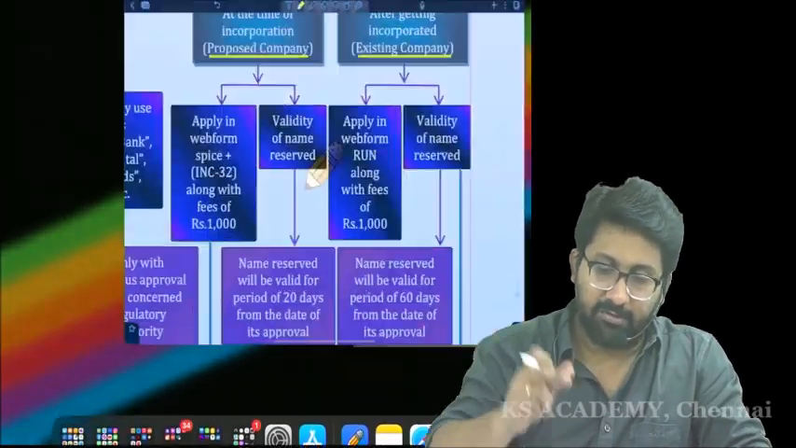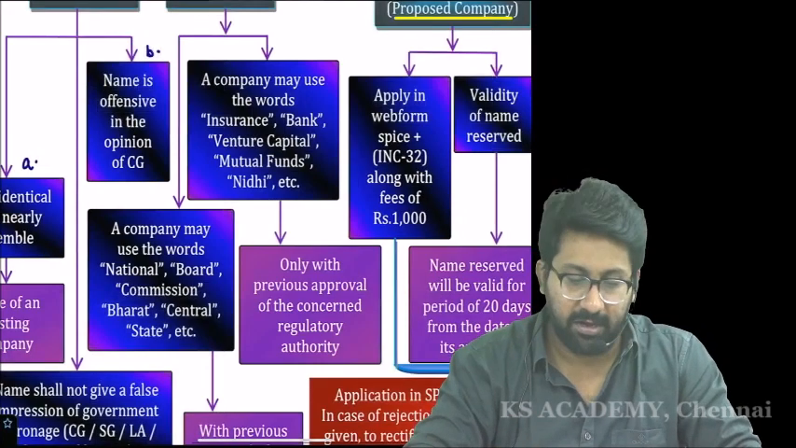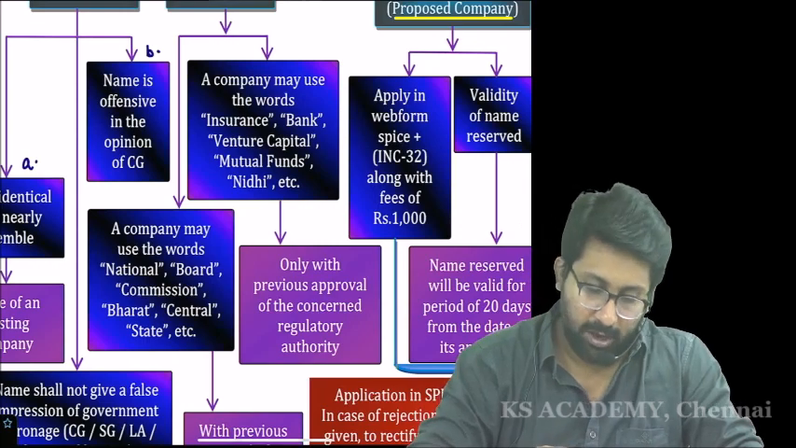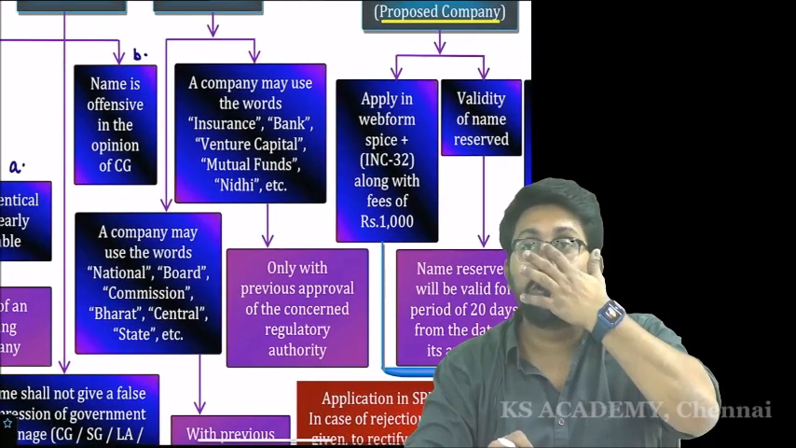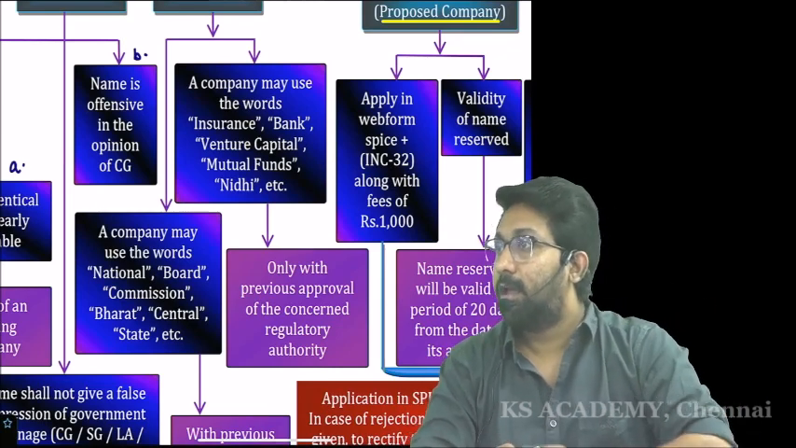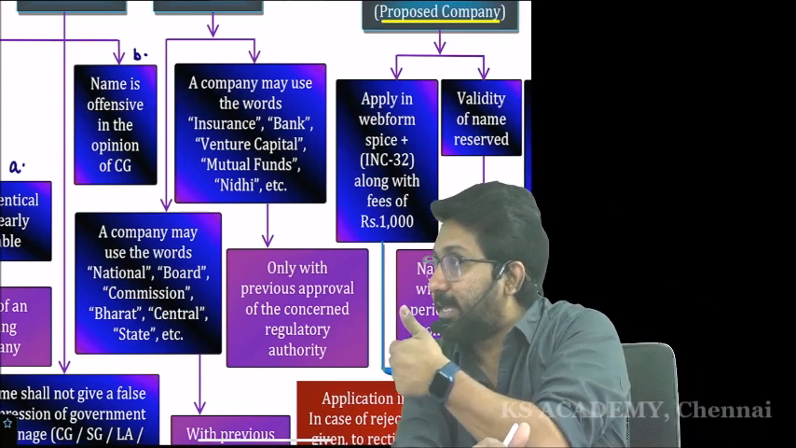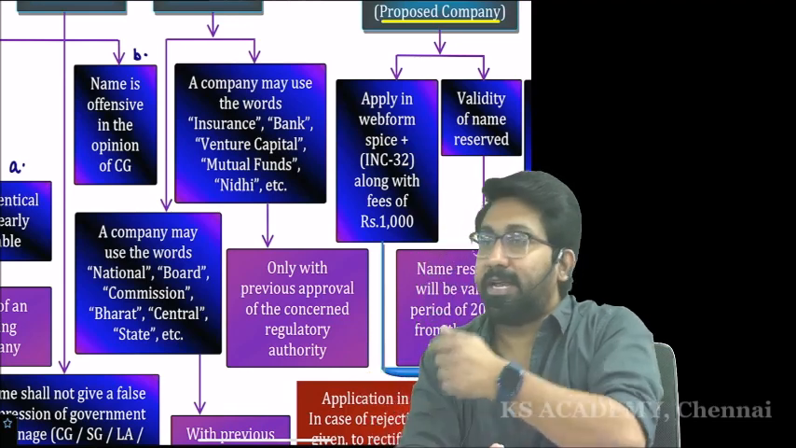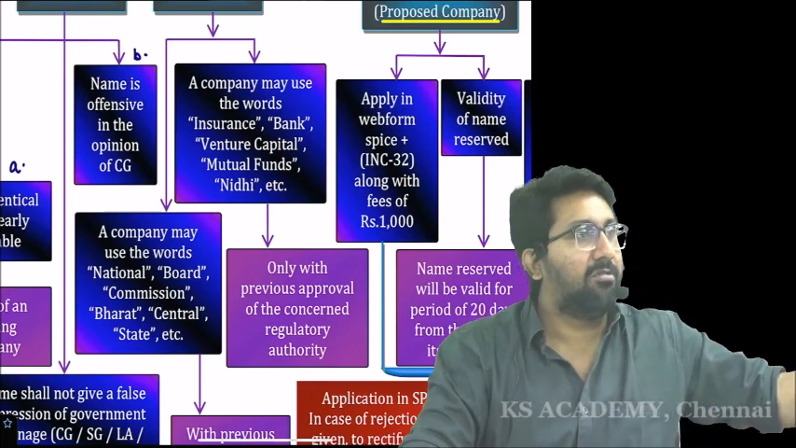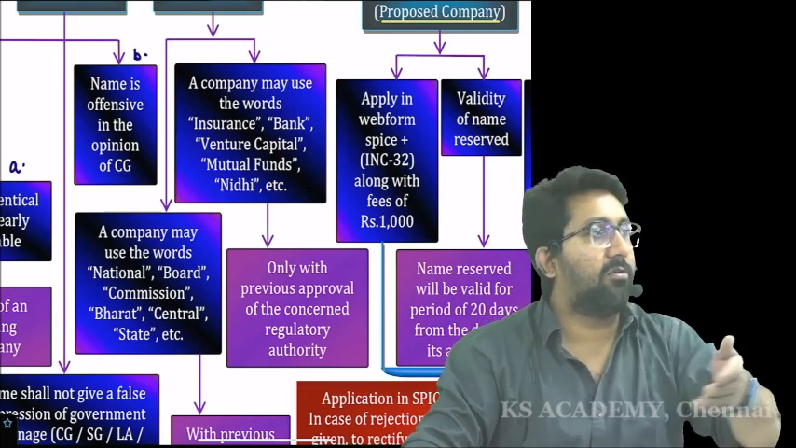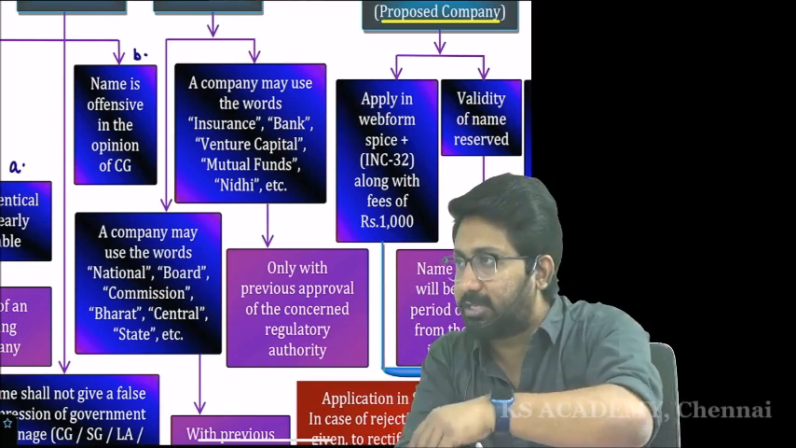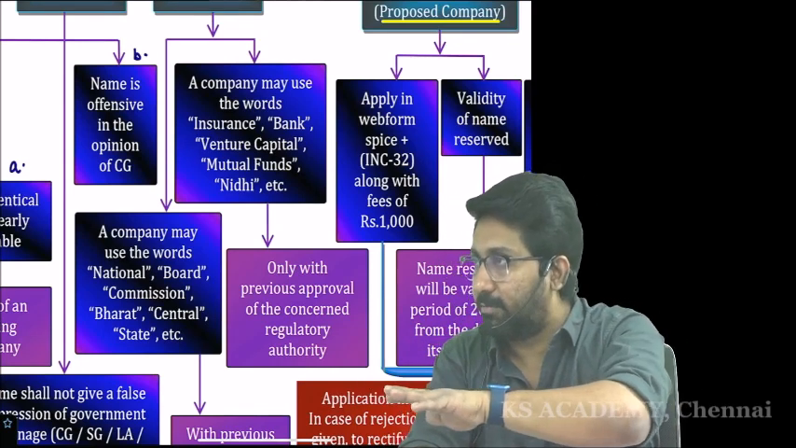Everyone understood the concept clearly? What is the name of the form? I want your answer. RUN form. The RUN form will be used for existing companies. Why can't they take SPICe? SPICe is for those who want to get incorporated. Already you are incorporated and now you want to change the name, so SPICe is not useful for you. Therefore they introduced the RUN form. That is also a web-based form.